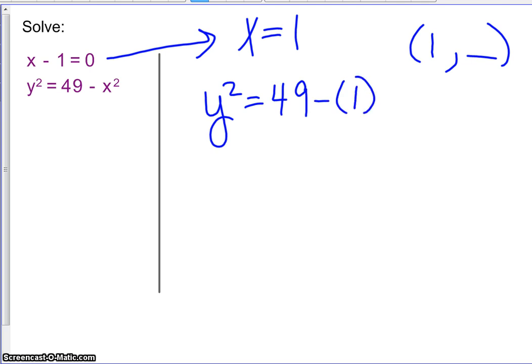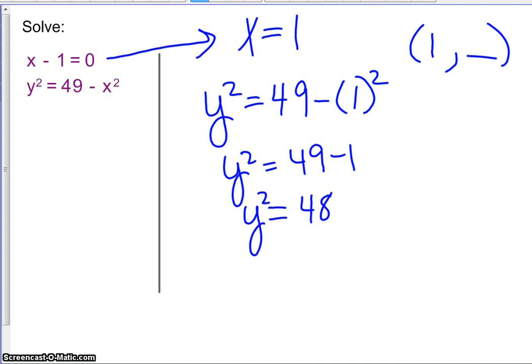Well, we've already figured out x squared is a positive 1. So y squared is really 49 minus 1. Y squared is really 48. Well, if y squared is 48, y is the square root, and it's plus or minus the square root of 48. And that's all we put here: plus or minus the square root of 48.